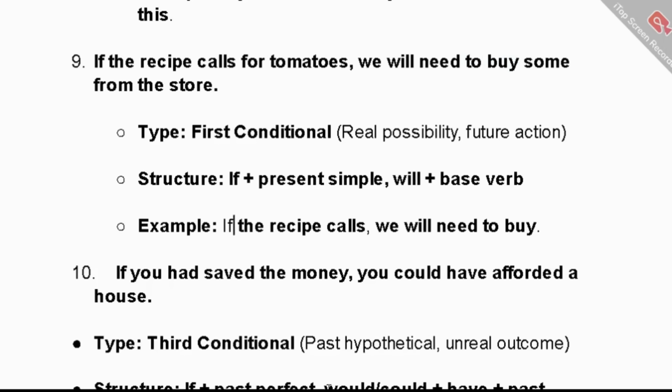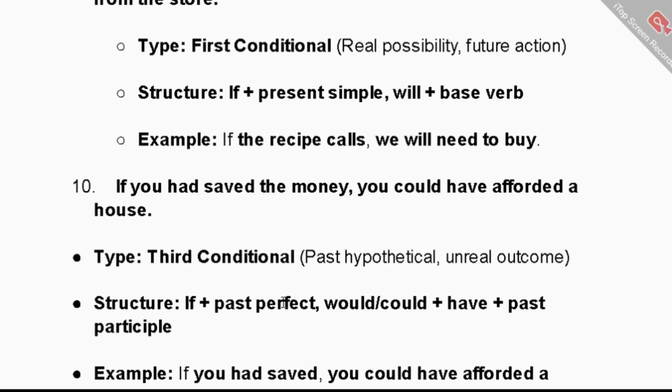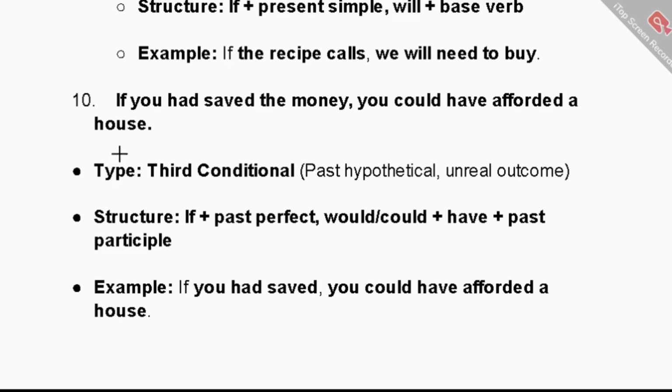Now the last one, the tenth one. If you had saved the money, you could have afforded a house. It's a third conditional, meaning a past hypothetical and unreal outcome. He did not save his money, that's why he is unable to afford a house. So the structure is if plus past perfect. Past perfect means had plus V3. And here you can take would or could, so you could have plus again a past participle, afforded. So this last one is third conditional.